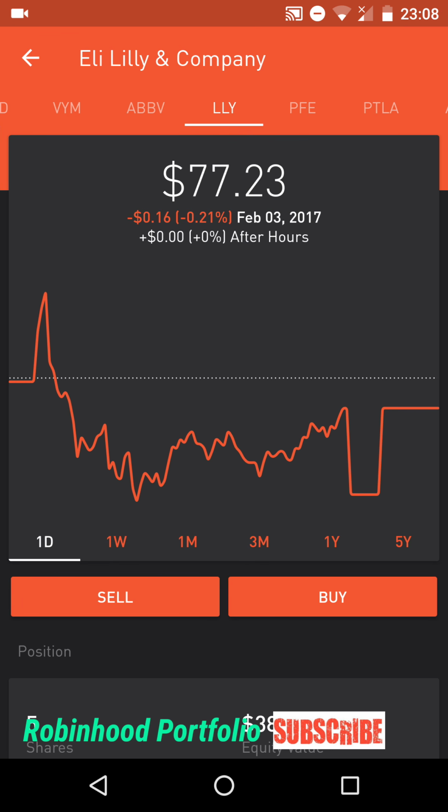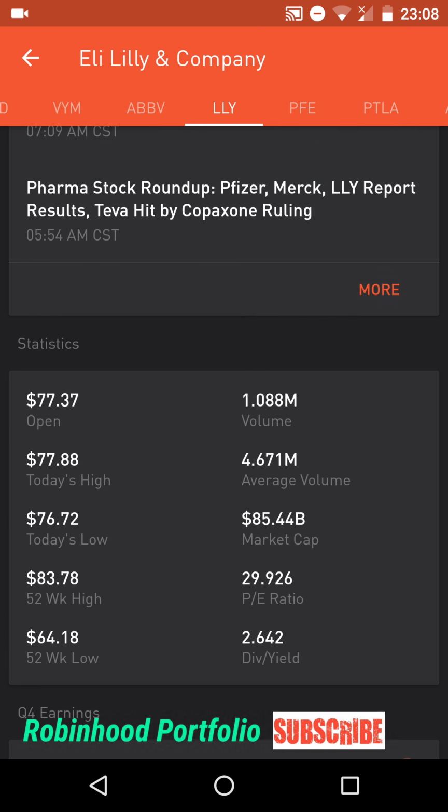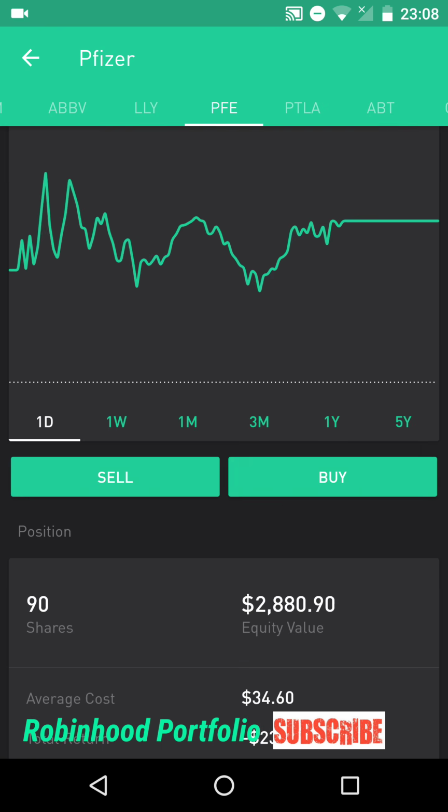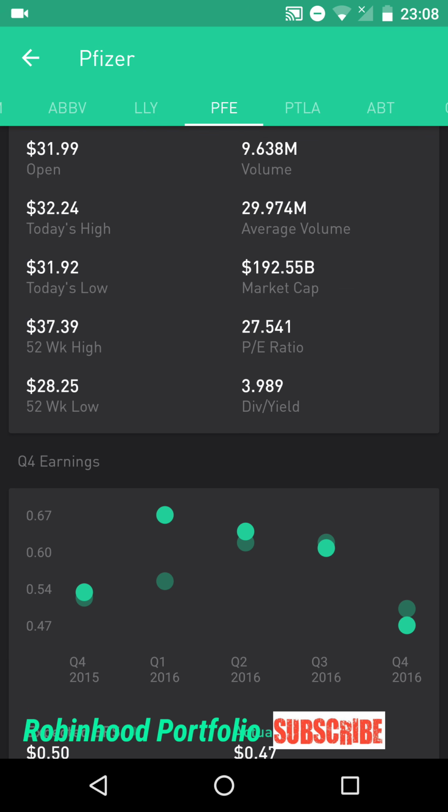If we go over to Eli Lilly and Company, you can see the PE ratio is 29.93. So an investor is willing to pay more money per dollar of profit, or dollar of earnings, for this particular company. AbbVie, $16.71. This company, $29.93. And essentially, this is telling you that an investor expects more profit in the future.